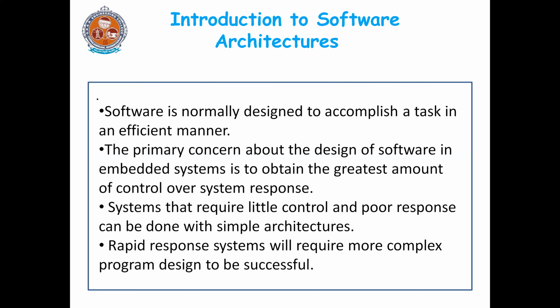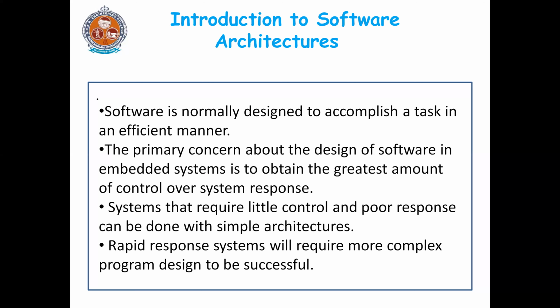Software is normally designed to accomplish a task in an efficient manner. The primary concern in the design of software for embedded systems is to obtain the greatest amount of control over system response. Systems that require little control and tolerate poor response can be done with simple architectures. For complex systems, that is, rapid response systems, the design must be somewhat more complicated. So depending upon the application, you have to choose the software architecture.